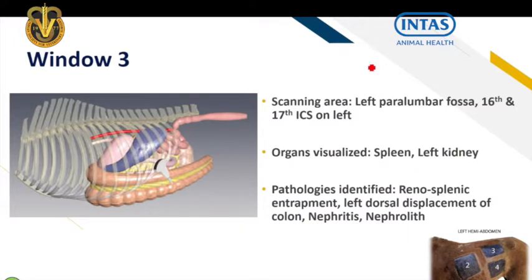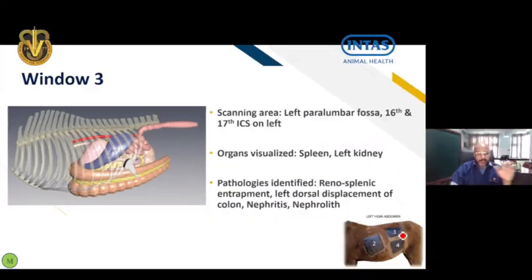Window 3: the scanning area is the 16th to 17th intercostal space, and you will find the spleen and the left kidney here. Now, very important window. The pathologies which can be identified are renosplenic entrapment, LDDC (left dorsal displacement of the colon), nephritis, and nephroliths. So this is the third window here.